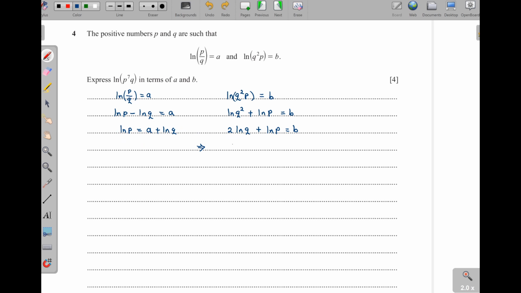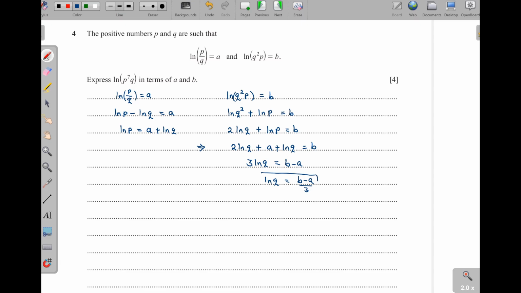Wherever there is natural log of p, I can put this a plus the natural log of q, and this is equal to b. Now 2 plus 1 gives us 3. So that will be 3 natural log of q. Then this is equal to, take this one this side, b minus a. So that means natural log of q is equal to b minus a out of 3.